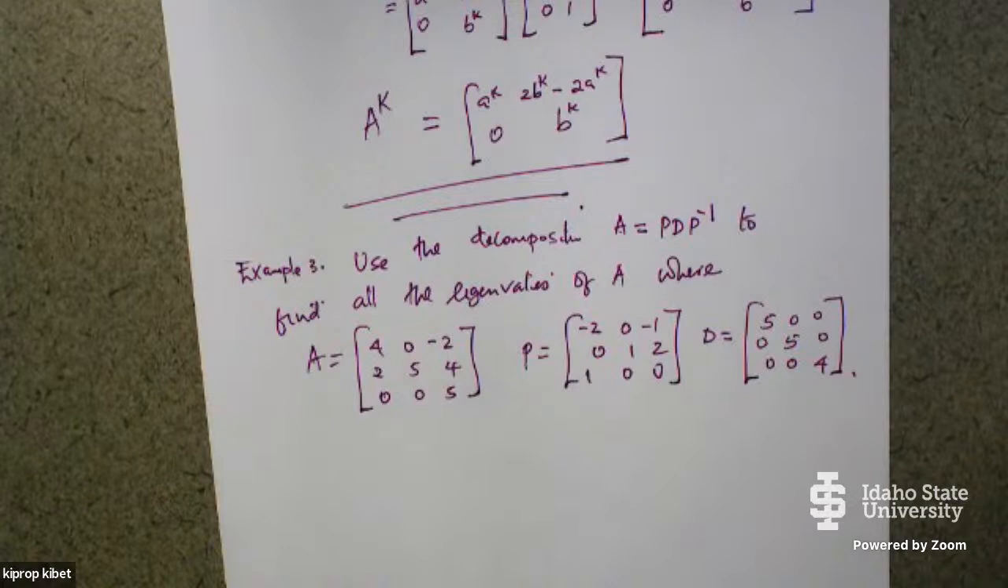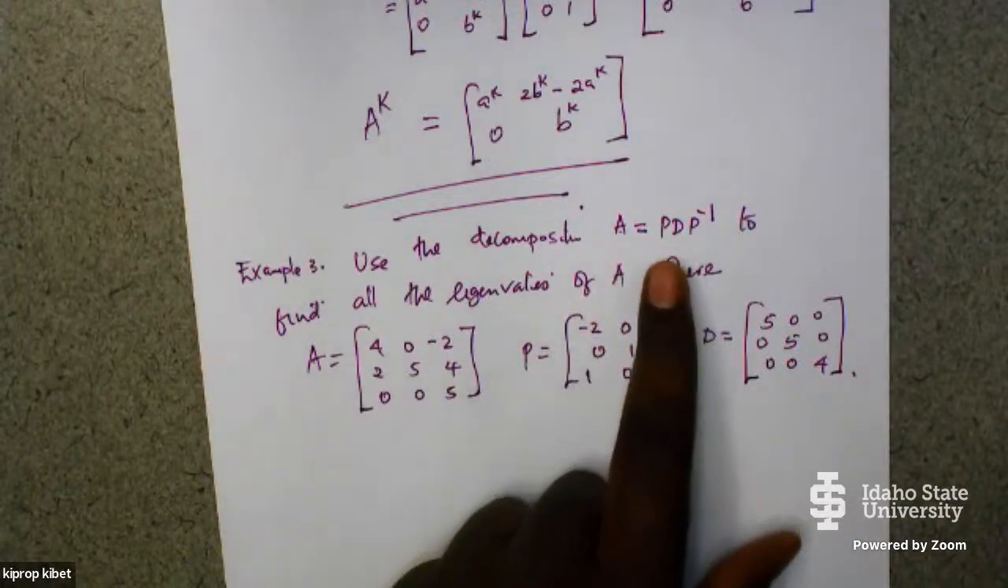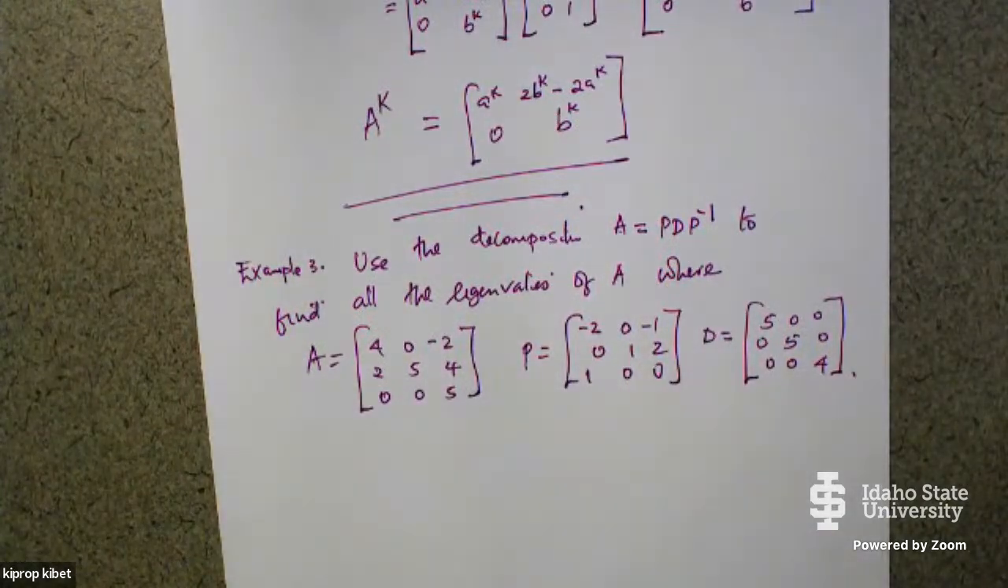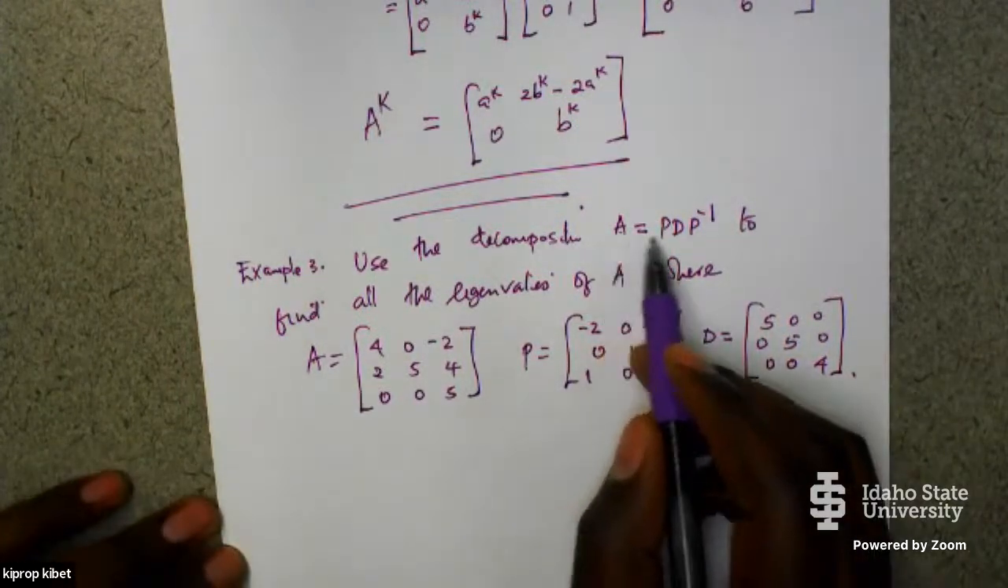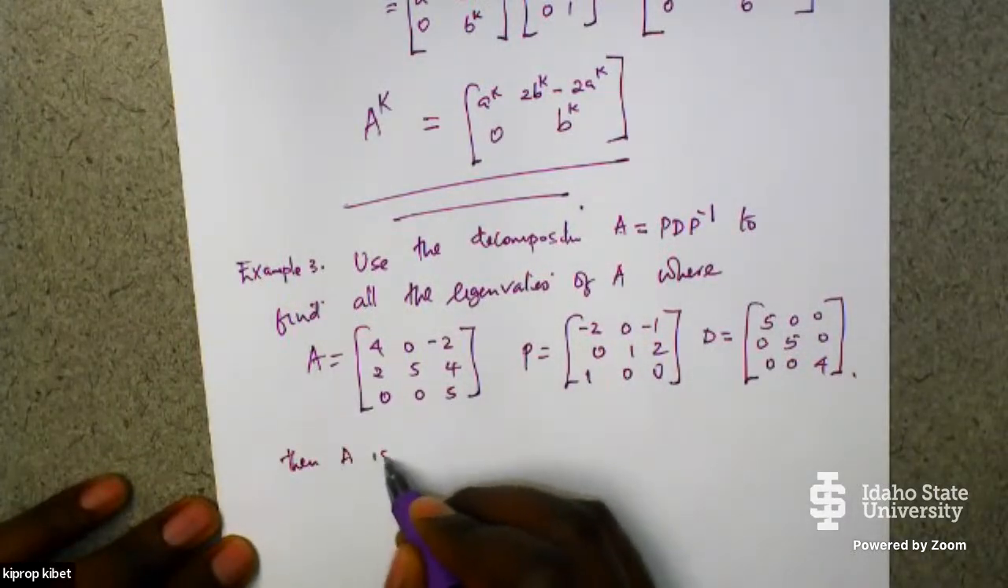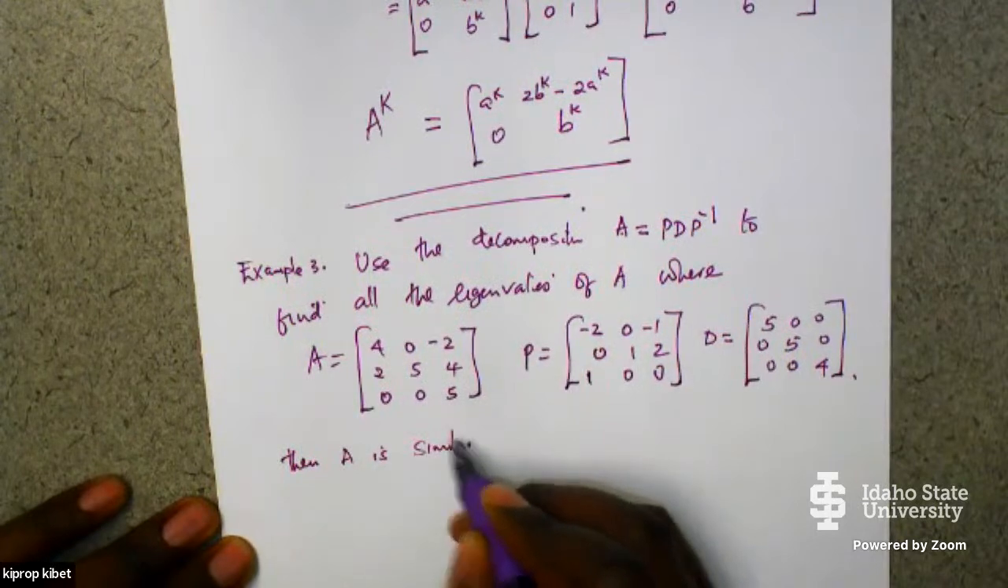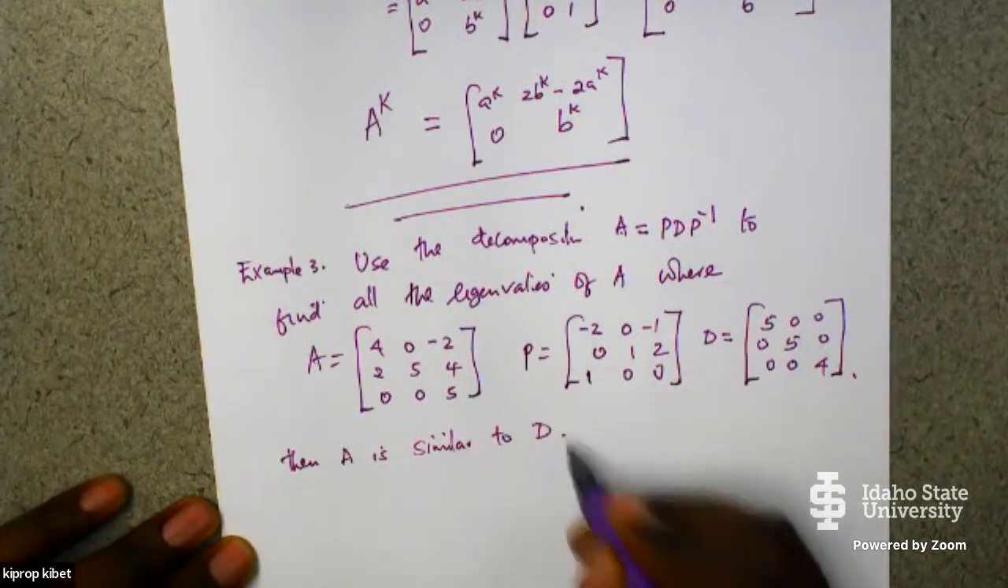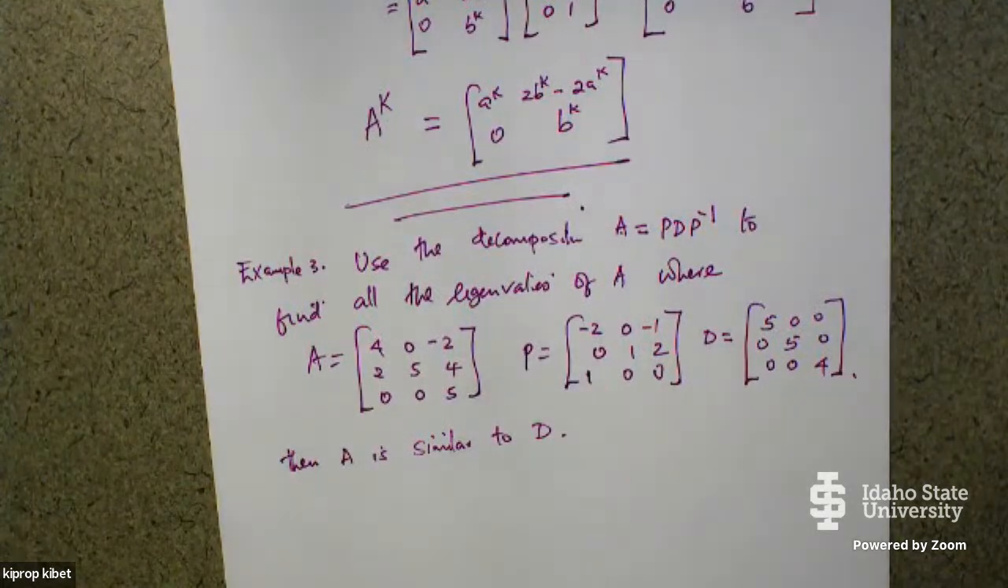Now, in this case, A equals PDP inverse. We know that if A equals PDP inverse, then A is similar to what? To D. If A is similar to D, then they have the same eigenvalues and the same characteristics as D. So what are the eigenvalues of D? So they are 5, 5, and 1.